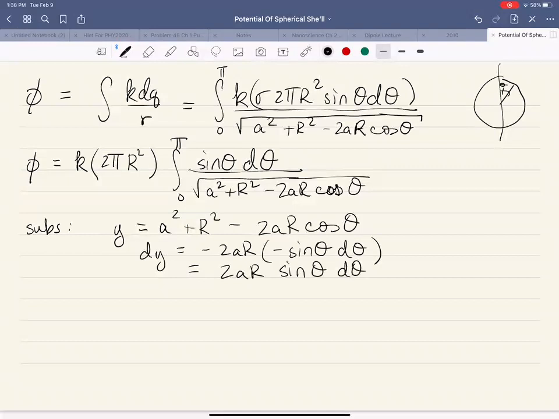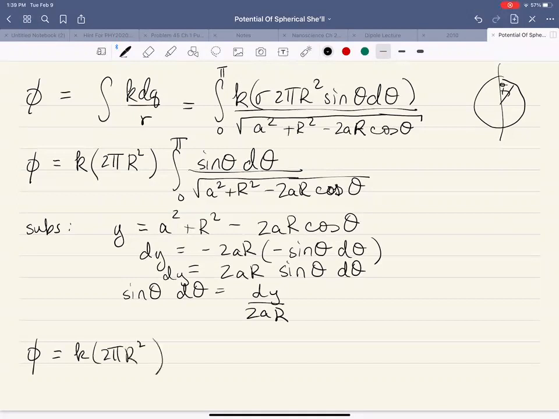Okay, so now you can see why I made the brilliant choice that I did to plug it in. We've already got a sine of theta d theta here on top. And so that means that we can solve for what we've already got. So here we have sine of theta d theta is equal to dy over 2aR. So now I can plug that in, and I end up with phi is equal to, okay, times 2 pi R squared, and then over 2aR out front, right? That pulls out front. And then what I have here is the integral of dy over y to the 1/2.